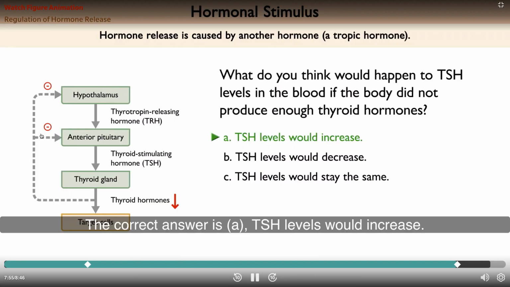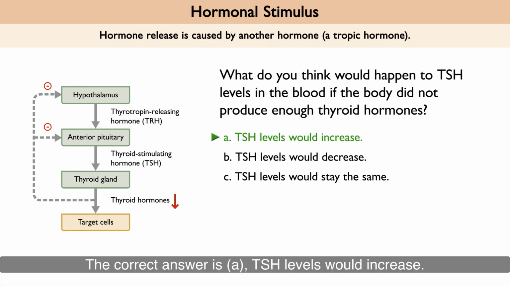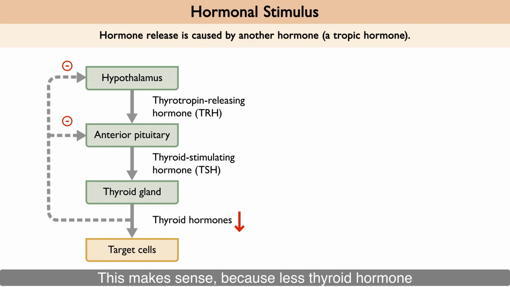The correct answer is A, TSH levels would increase. This makes sense because less thyroid hormone means less negative feedback on the anterior pituitary and hypothalamus. As a result, TSH levels will rise. For the same reason, TRH levels will also rise.